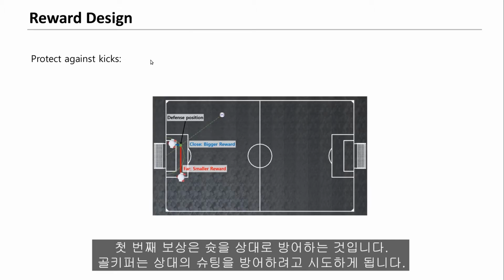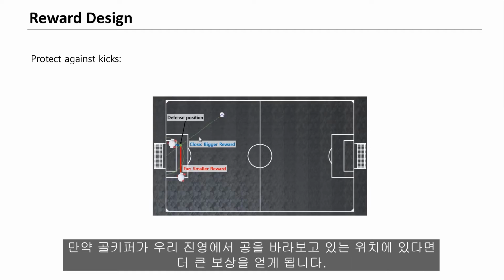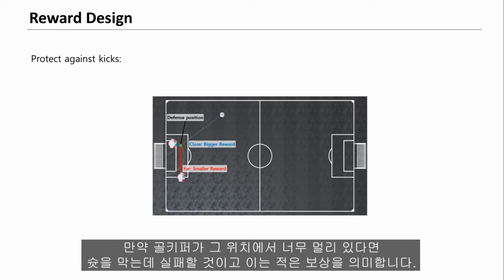The first reward is protect against kick. So the goalkeeper tries to protect against the opponent's kick. They receive a bigger reward if they are in a position that is in the trajectory between the ball and our own goal to protect against the kick. If they are far from that position, it means that they cannot block the kick, so they receive a smaller reward.